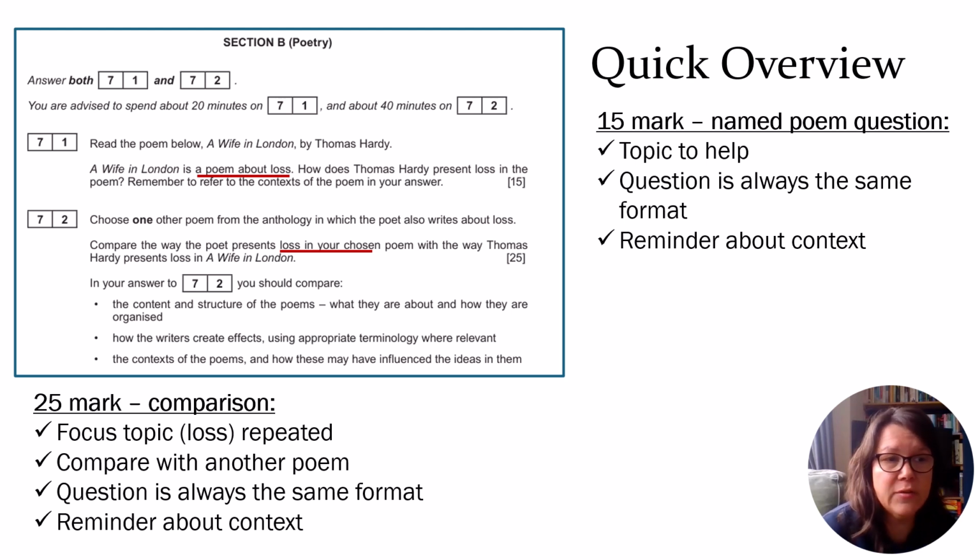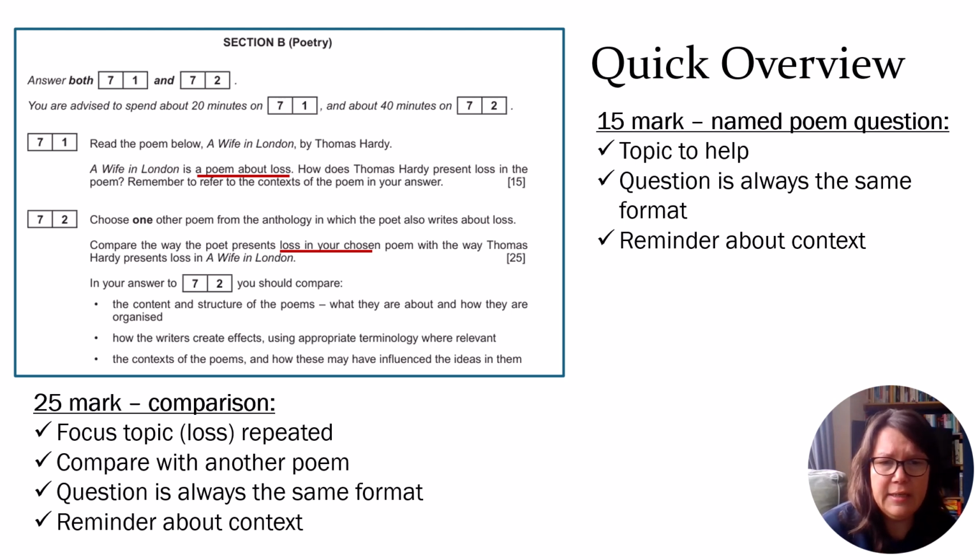It doesn't change. So it'll say, A Wife in London is a poem about loss. How does Thomas Hardy present loss? So it gives you that clue. And then there's always a reminder that you need to include context for this answer.